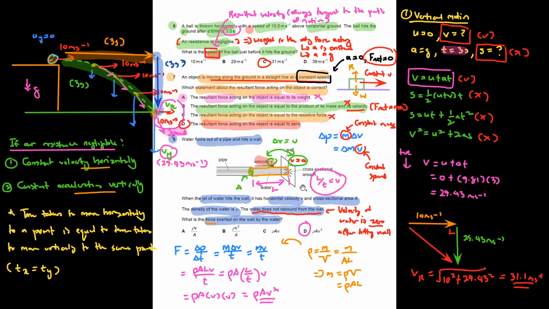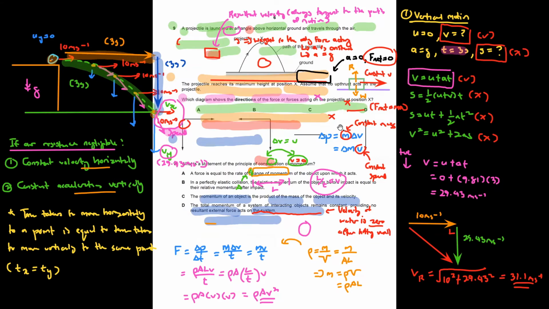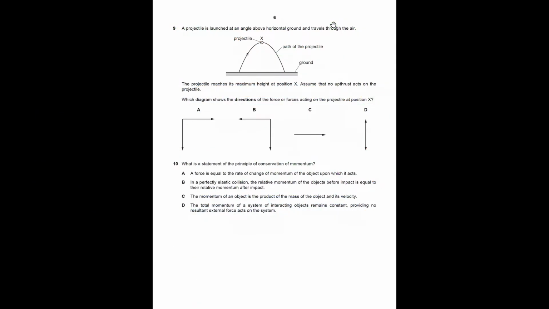If this is okay, then we move on to the next one. So I'll clear this one. Then moving on to question 9, you have a projectile that is launched at an angle above horizontal ground and travels through the air. The projectile reaches its maximum height at position X. Assume that no upthrust acts on the projectile. Which diagram shows the directions of force or forces acting on the projectile at X?